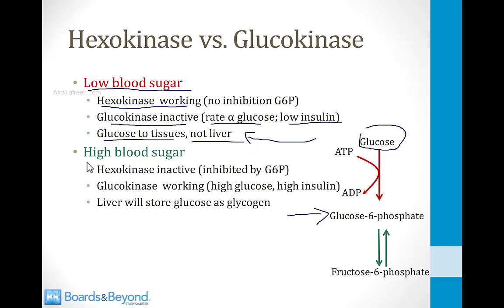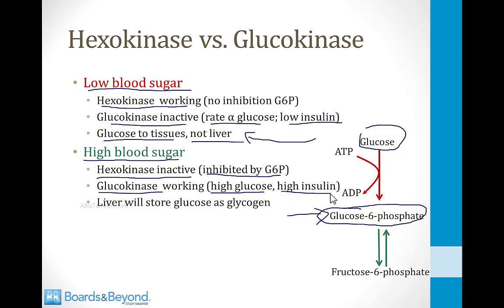On the other hand, after a meal, when the blood sugar level is high, hexokinase in tissues will be relatively inactive. That's because the level of glucose 6-phosphate will become elevated, and that inhibits this enzyme so that the molecules of glucose won't be hoarded by tissues in the body like your muscles. Glucokinase, on the other hand, in the liver will be working. There's a high glucose. Remember, high glucose tells glucokinase to operate at its maximum rate. There's also high insulin, and insulin can stimulate this enzyme.